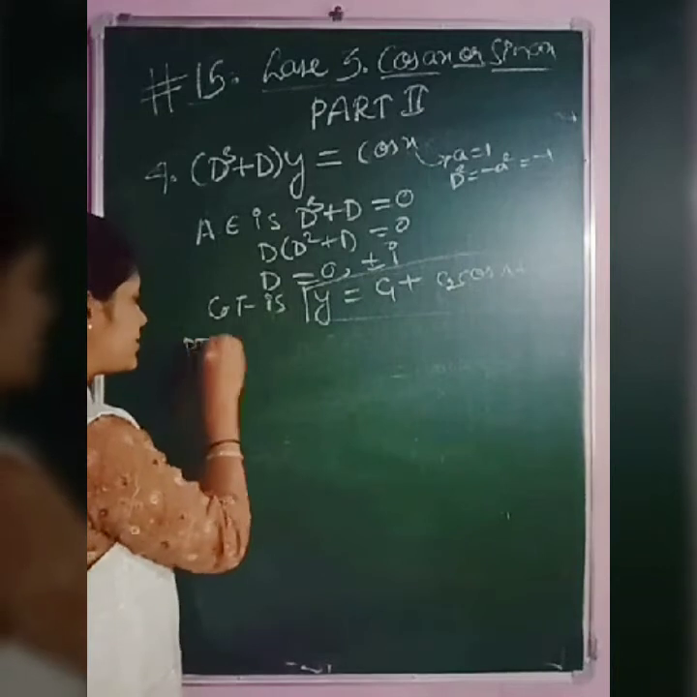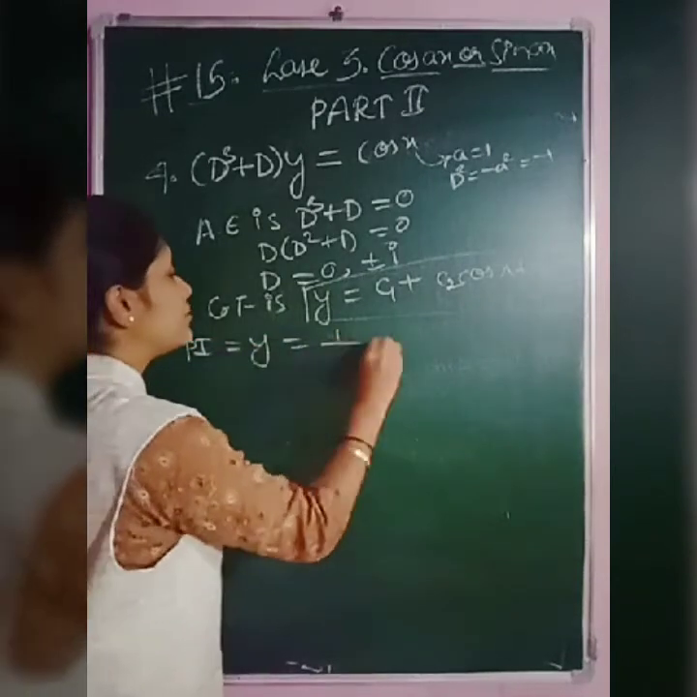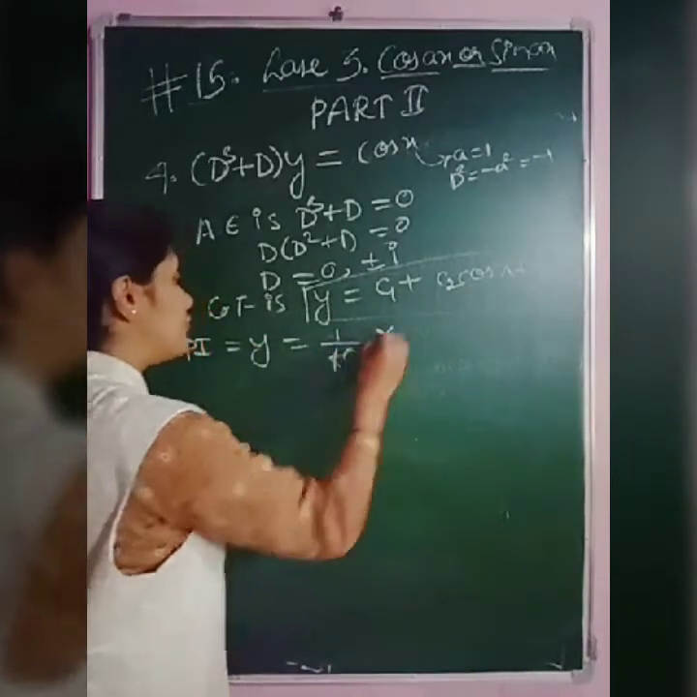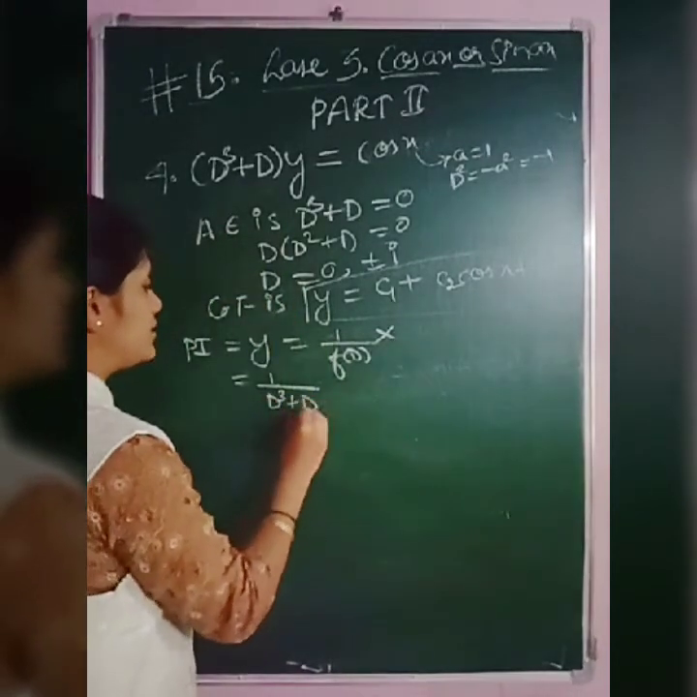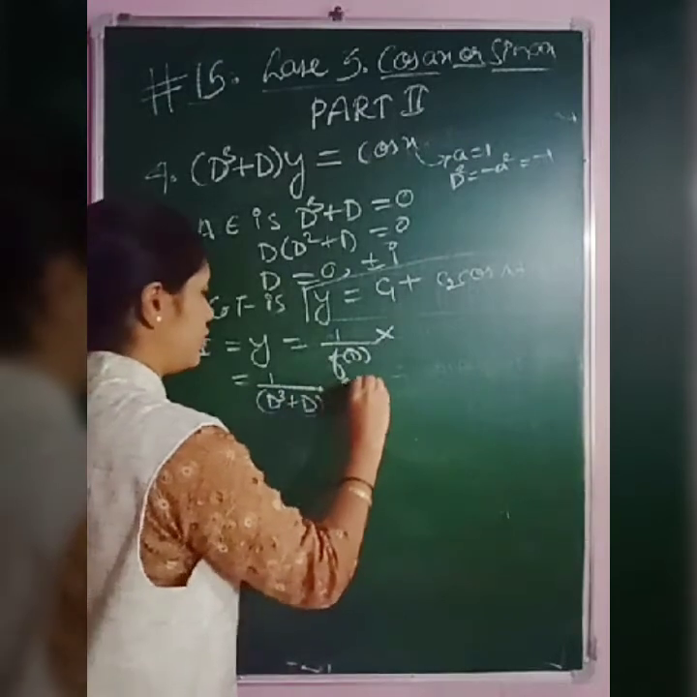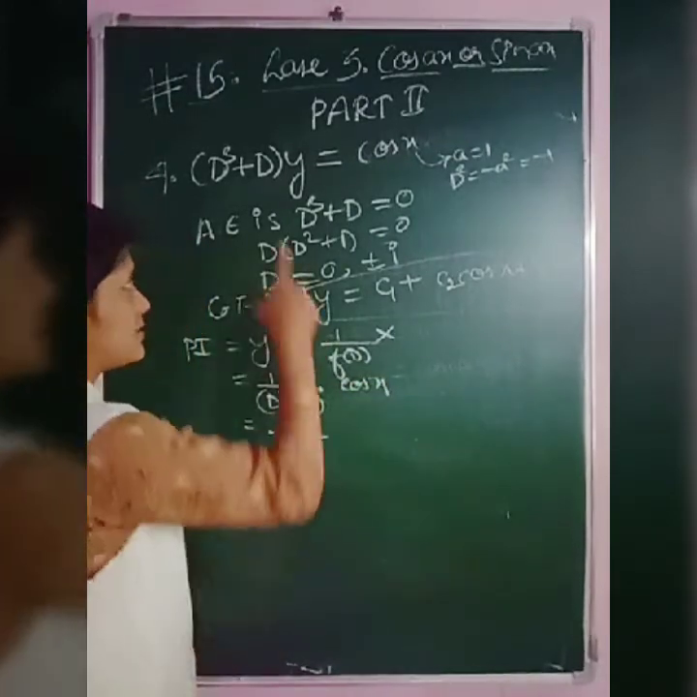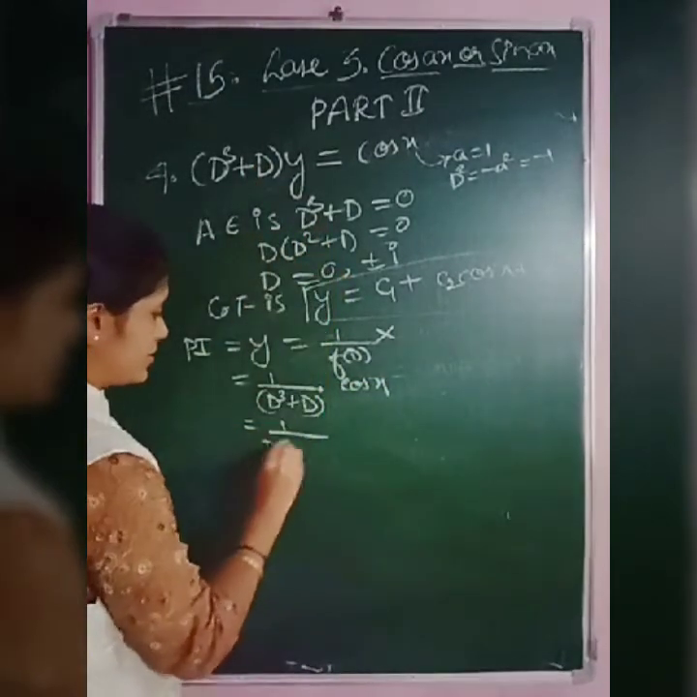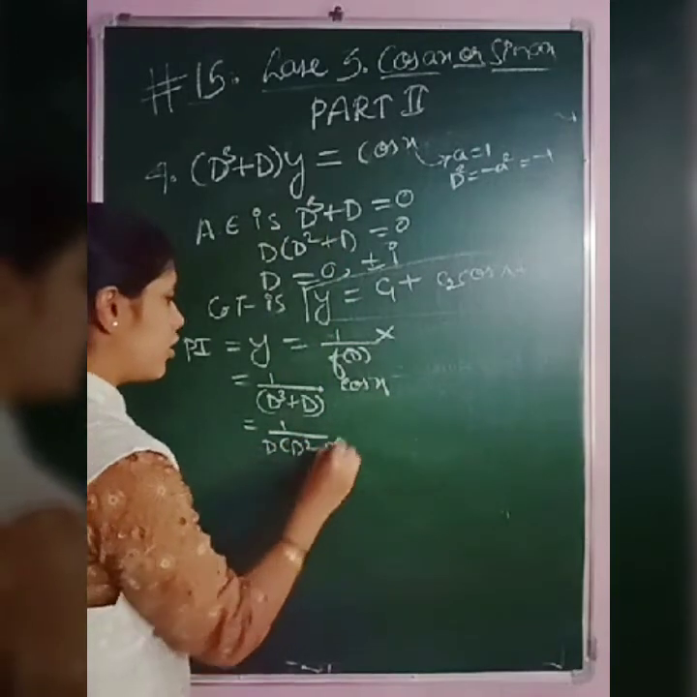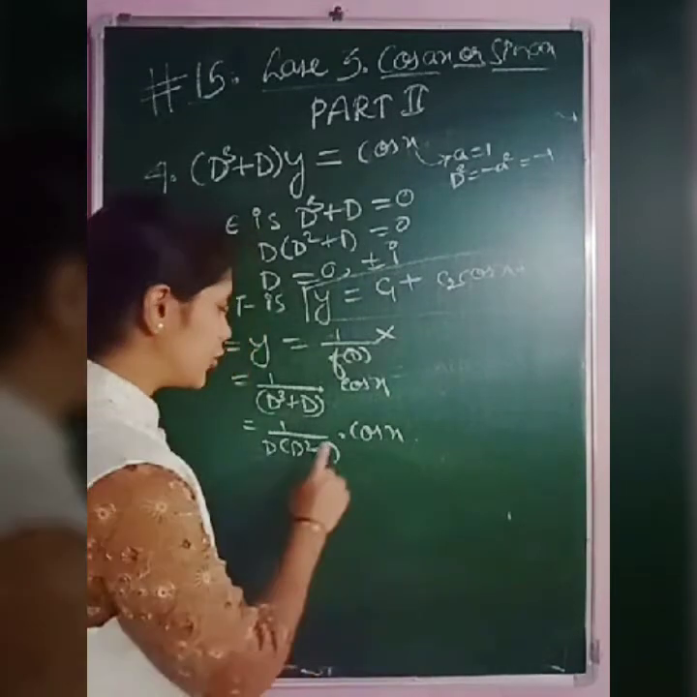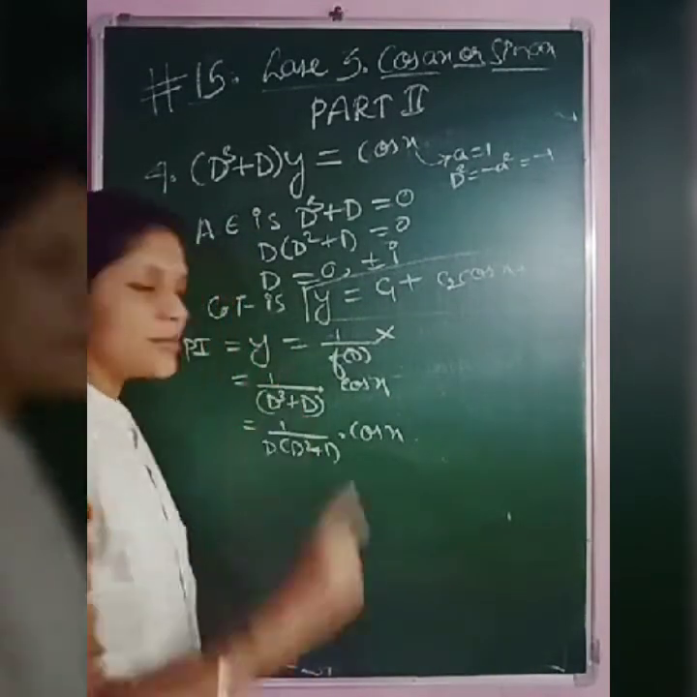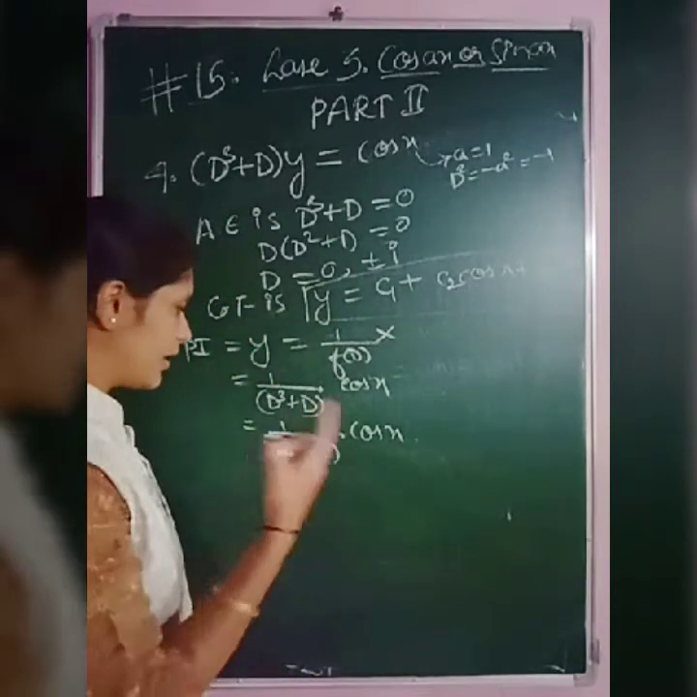Pi, that is nothing but y, that is nothing but 1 upon f of D of x. For this example, 1 upon what is f of D? D square plus 1 of cos x. Yes, this can also be written as this. So D square plus 1 of cos x. So here D square equal to minus 1, but when we are substituting, we are getting 0, right?